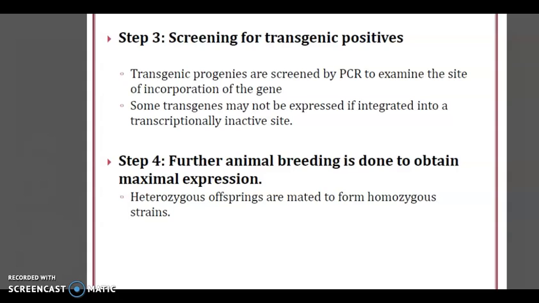Then, as a screening procedure, the transgenic progenies are screened by PCR to examine the site of incorporation of the gene, and some transgenes may not be expressed if integrated into a transcriptionally inactive site. Further animal breeding is done to obtain maximal expression. Heterozygous offspring are mated to form homozygous strains.